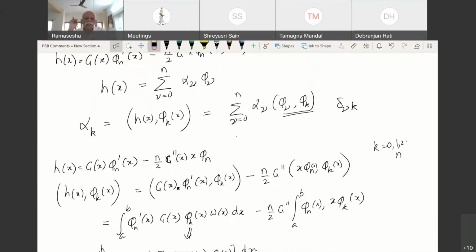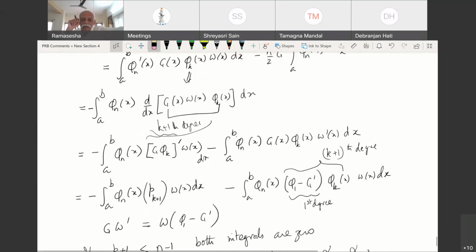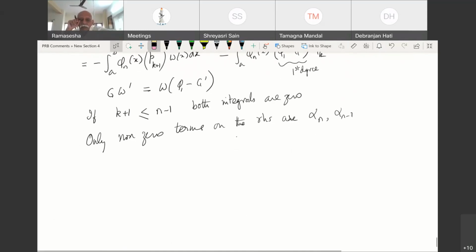Because I was evaluating alpha k, which was the inner product of h of x with phi of k, and h of x was of degree n, k could only be of degree less than or equal to n. But now I have shown you that k has to be of degree greater than or equal to n minus 1 if it has to be nonzero, because of the orthogonality of the polynomials.